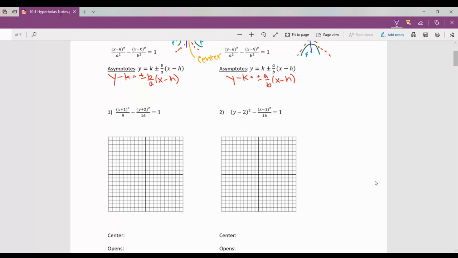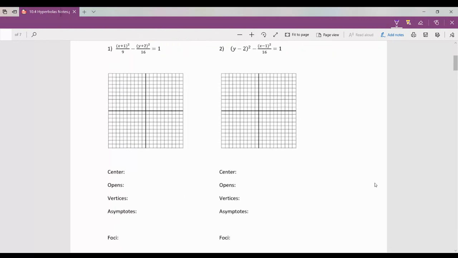Okay, so the first thing I do is I identify my center, because that's where I want to start. So my center is h comma k, so in this case, it's going to be -1, comma, -2. So I go ahead and plot my point there. Because the x's are first, it's going to open left and right, as opposed to up and down.